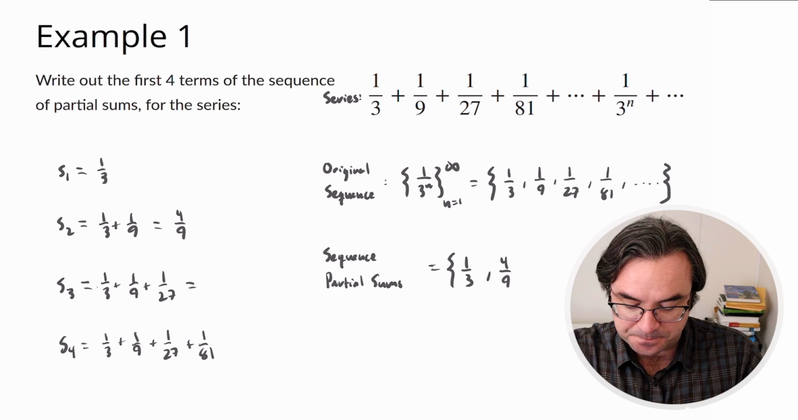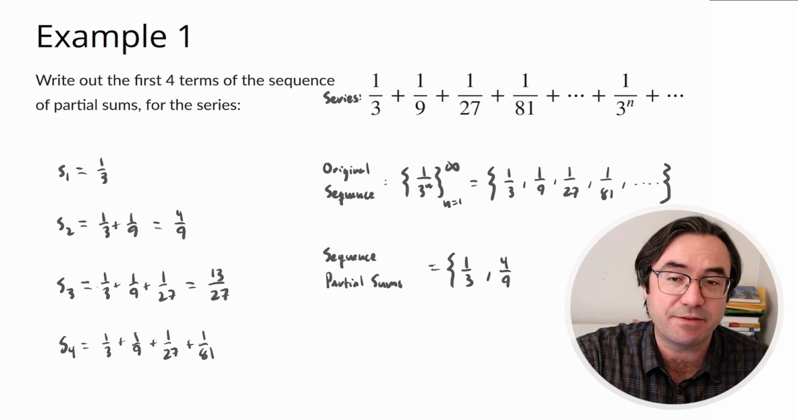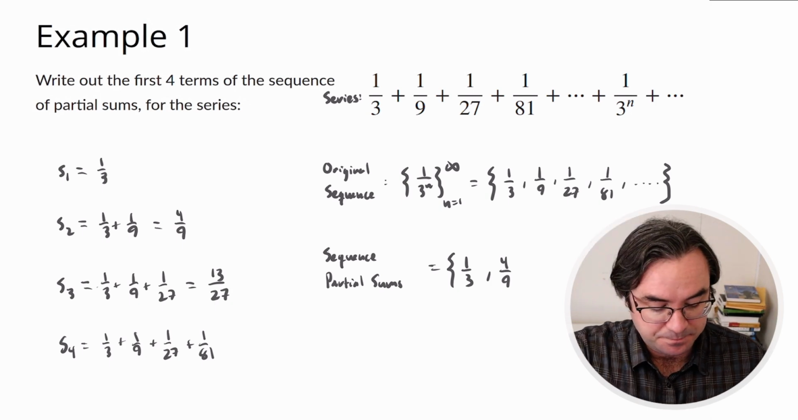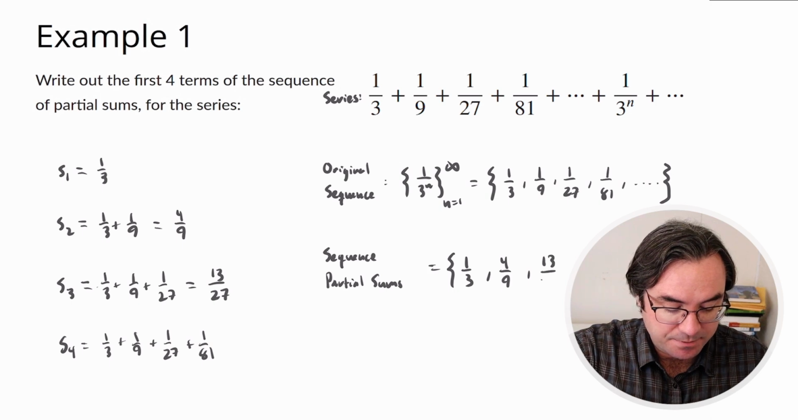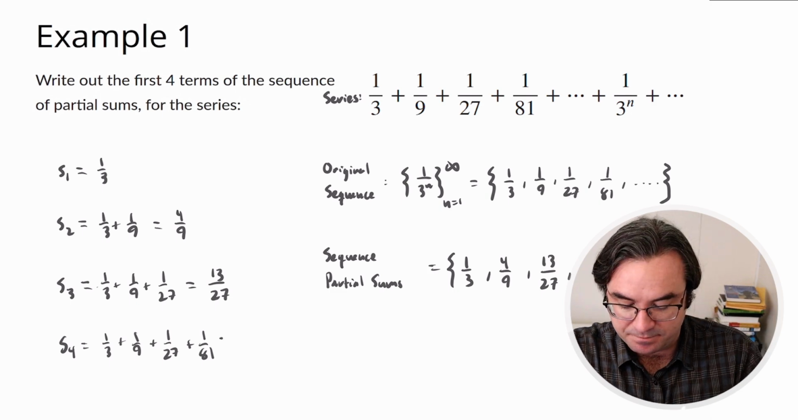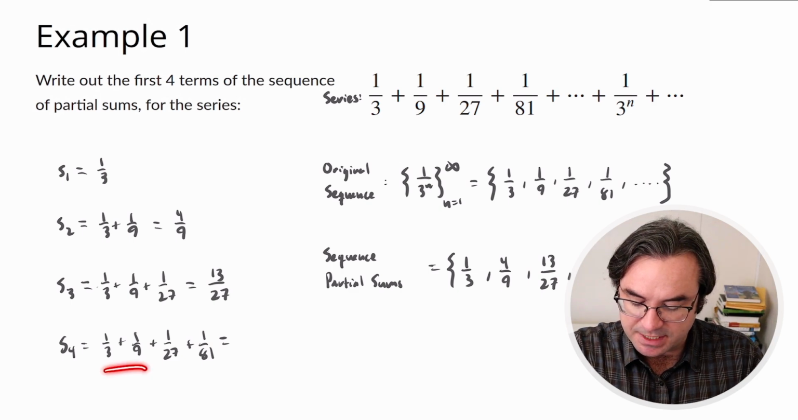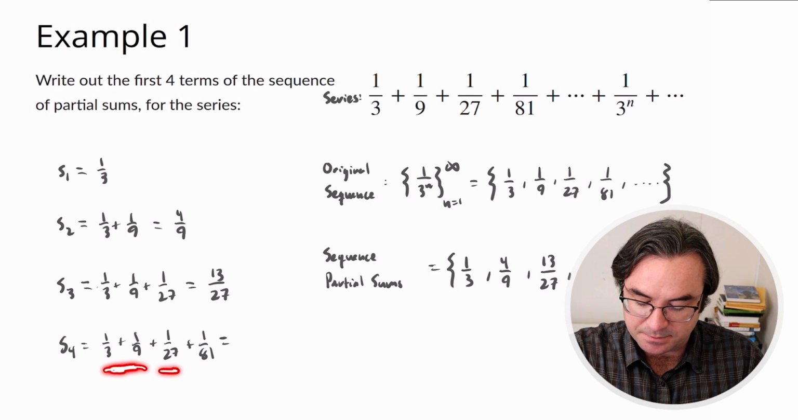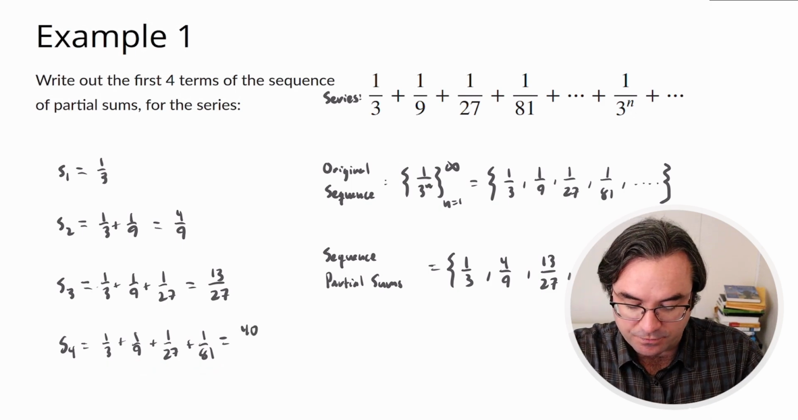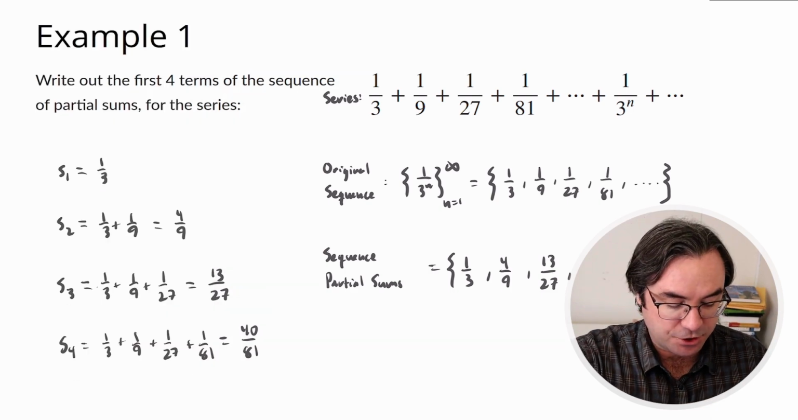The next term, with a common denominator, would be 13/27. That's the next term of our sequence of partial sums. And if we do the same thing here, 27 plus 9 is 36, plus 3 is 39, plus 1 is 40. So this would be 40/81, and that's our last term.